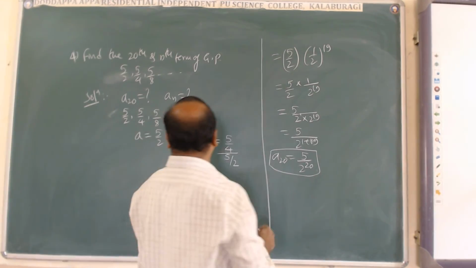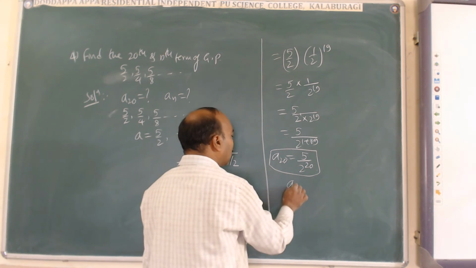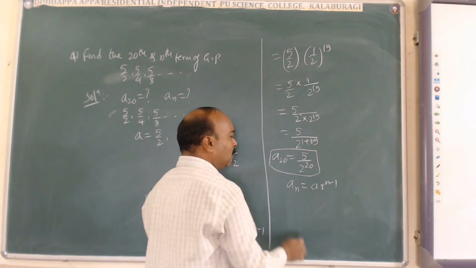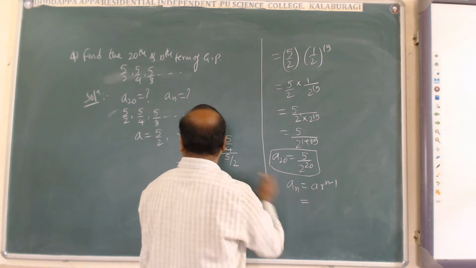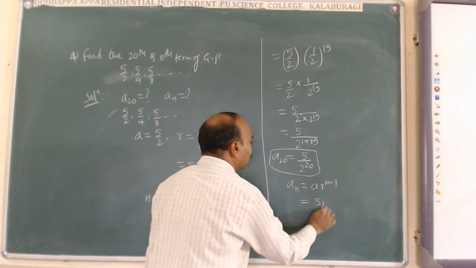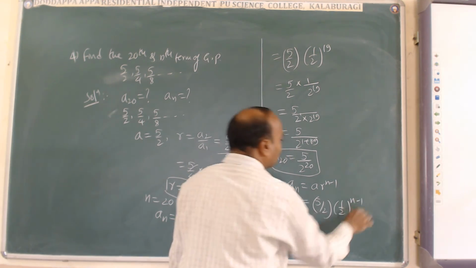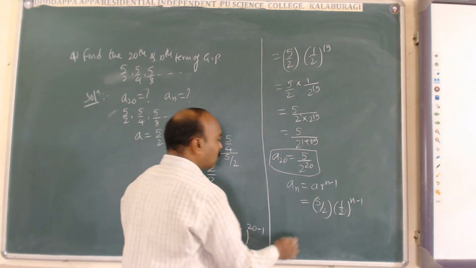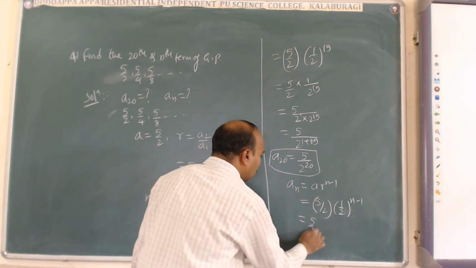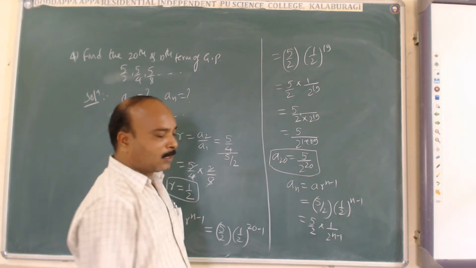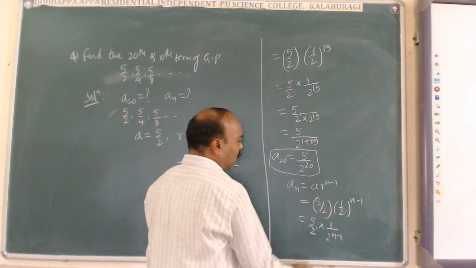Next you ask for the nth term. Then you go for an equal to a r raised to n minus 1. n is n only here. a is 5 by 2. r is 1 by 2 raised to n minus 1. Now it is 5 by 2 as it is, written as 1 by 2 raised to n minus 1. Again you can apply the index formula here.